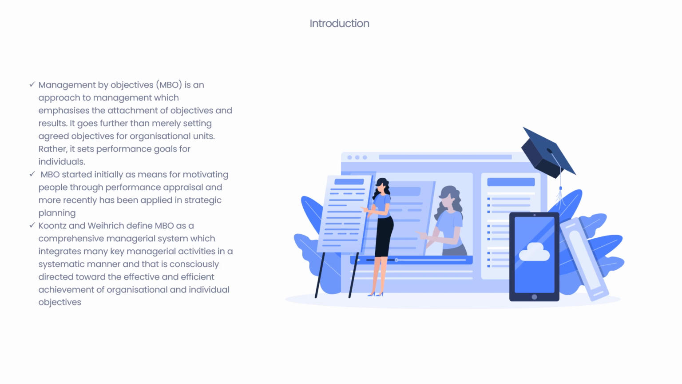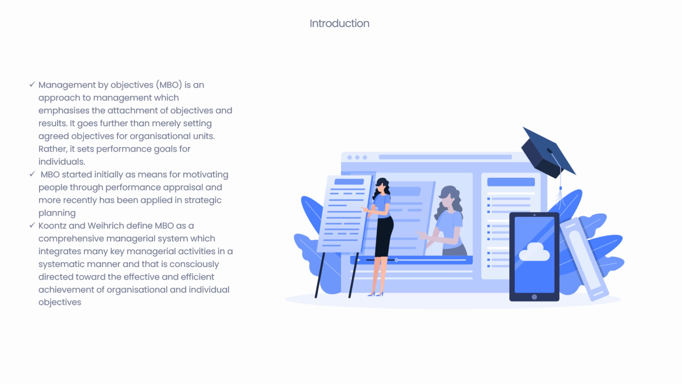So MBO started initially as a means for motivating people through performance appraisal, and more recently has been applied in strategic planning. So you see, when they're talking about performance appraisal, they're seeing what the employees are doing. Remember, in controlling, in N4, we have seen that we have to monitor what the people are doing to assess the variance or deviation and to correct. So this is where now you have to initiate the objectives at that level, what the employees have to produce based on the objective. So that means the production fulfills the objectives at the levels.